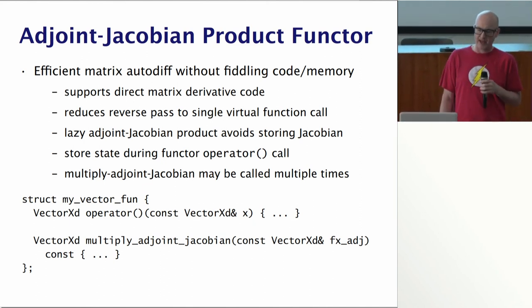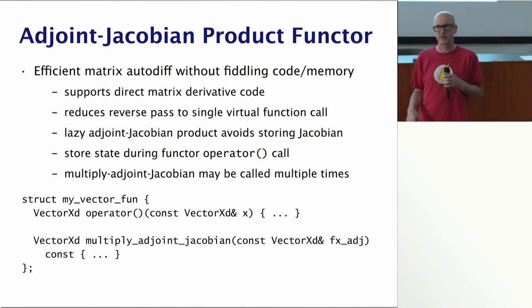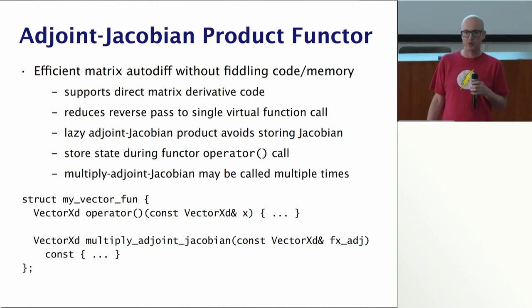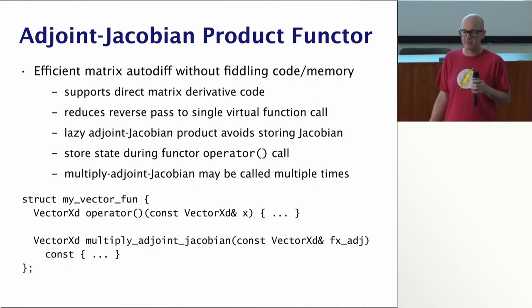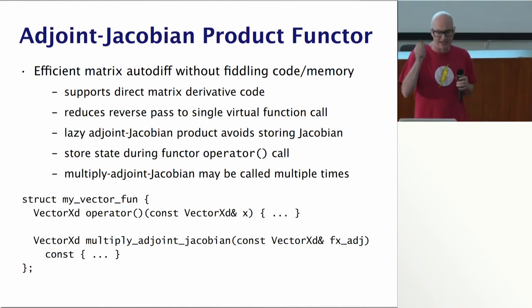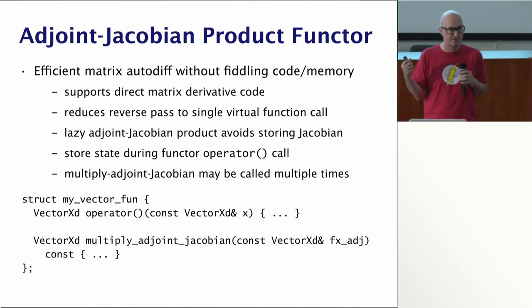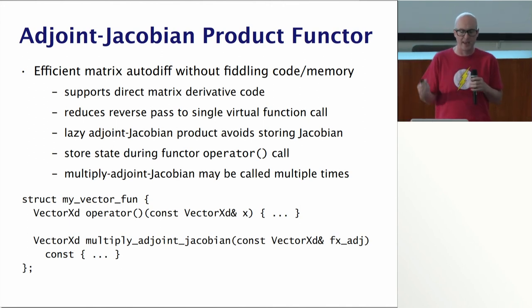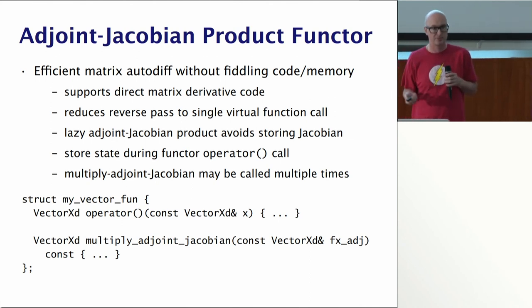So we've got a new way of actually writing... I didn't talk about this in the course, about how to write a C++ function, but if you're thinking about writing a multivariate C++ function in Stan, this is the way to do it, where basically all you're having to specify is an operator, a functor that returns the value and perhaps does some storage of things on the way, and then something that knows how to multiply the adjoint times the Jacobian.